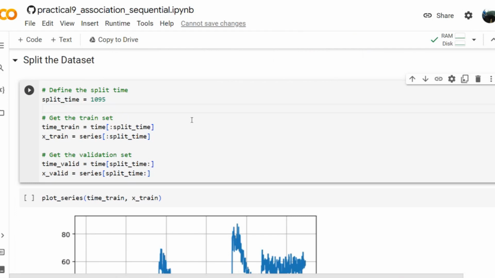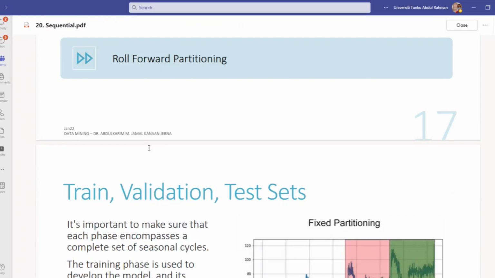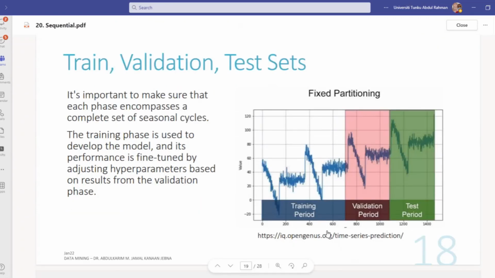When we work on a data set, usually we need to split our data into training and validation. But how to split the data? Is it similar to the concept we studied so far when we conducted a regression or classification? The answer is no. You still need training, validation, and test sets, but you need to be cautious about the way you split your data. It's important to make sure that each of these phases encompasses a complete set of the seasonal cycle.